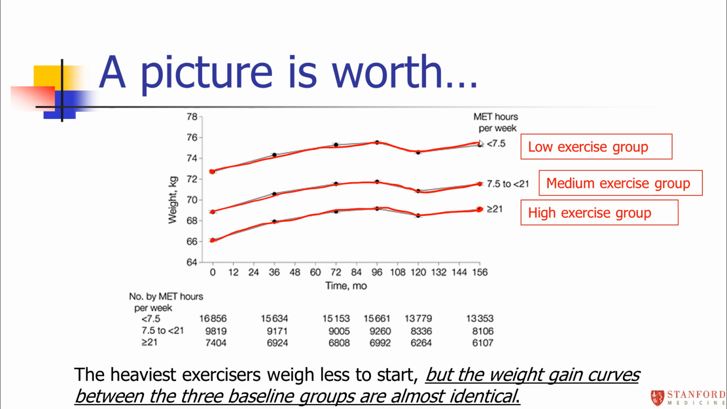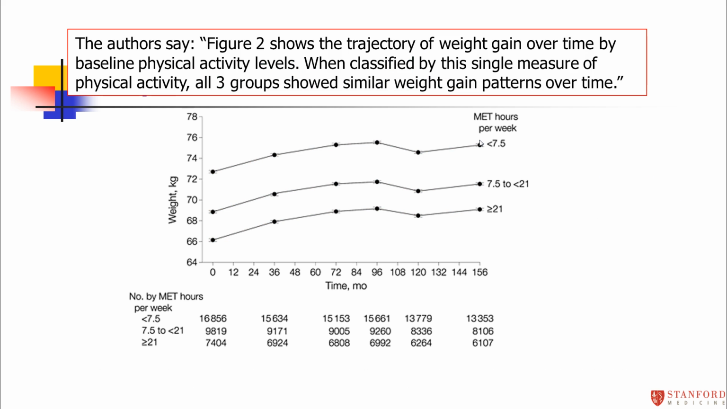Now, you might look at this figure and wonder, how could the authors have missed that? Well, they didn't miss it. They looked at their picture, they interpreted the picture correctly. So let me show you their interpretation. They write clearly in their article, "Figure 2 shows the trajectory of weight gain over time by baseline physical activity levels. When classified by the single measure of physical activity, all three groups showed similar weight gain patterns over time." So they completely recognized what this graphic showed them.